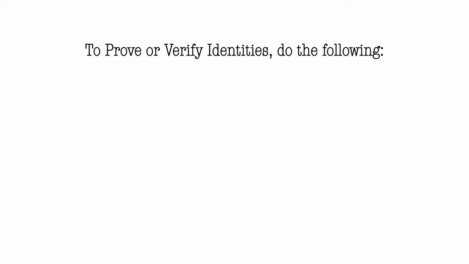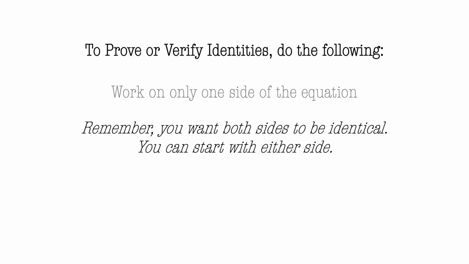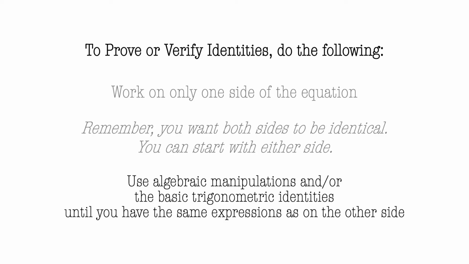To prove or verify identities, do the following. Work on only one side of the equation. Remember, you want both sides to be identical. You can start with either side. Use algebraic manipulations and/or the basic trigonometric identities until you have the same expressions as on the other side.